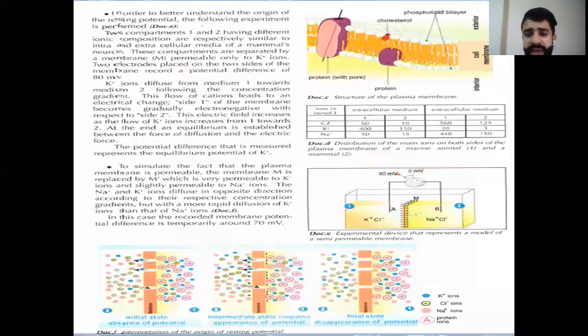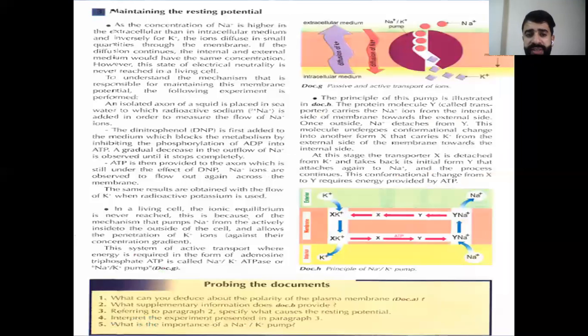Origin of the resting potential: we said that the origin is the difference in the concentration of the ions between the intracellular and the extracellular. You have to know that we have selectivity in the membrane. This allows the movement of Na plus and K plus ions in opposite directions according to the gradient. So the origin is mostly the difference in the ionic concentration due to the difference in the permeability of the membrane.